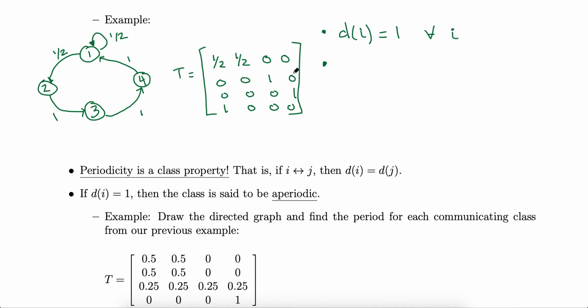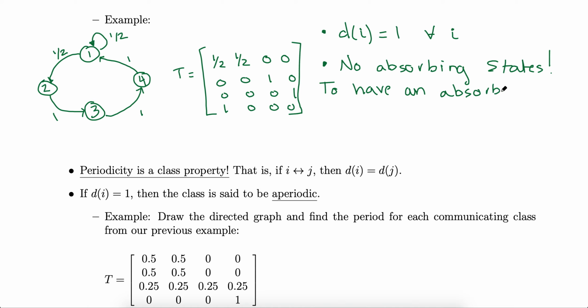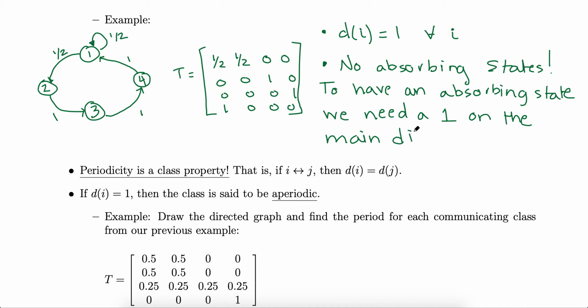So just because you have a 1 in the row of your transition matrix doesn't mean you have an absorbing state. That 1 specifically must be in the main diagonal. So in our last example, we had a 1 in this bottom corner, meaning if I was in state 4, I had to stay in state 4. But here, if I'm in state 4, I can get out of state 4. I'm going to state 1. So we have no absorbing states. Okay, so I'll make that observation. To have an absorbing state, we need a 1 on the main diagonal of our transition matrix.